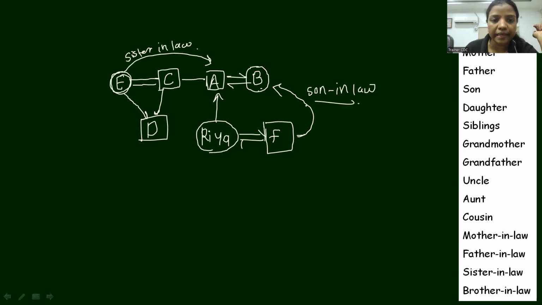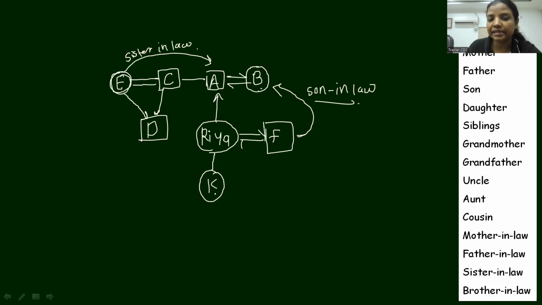Correct. So similarly, F's relation with A and B is son-in-law. If I say the relation of A with F, it is nothing but father-in-law. Correct? A is the father of Ria and A is the father-in-law of F. Similarly, B is the mother of Ria and B is the mother-in-law of F. Right?